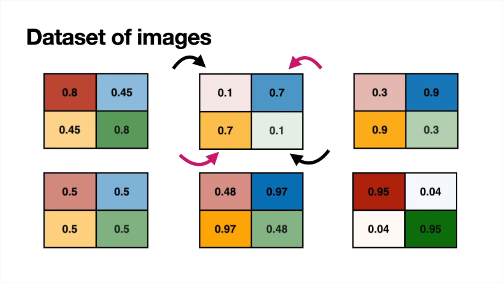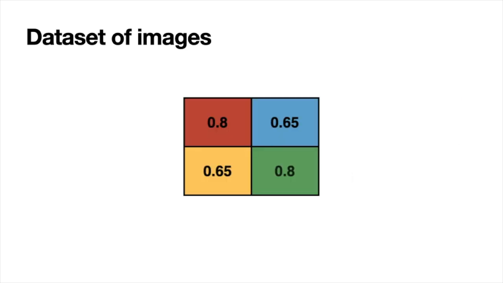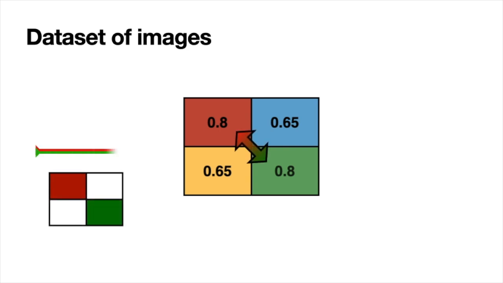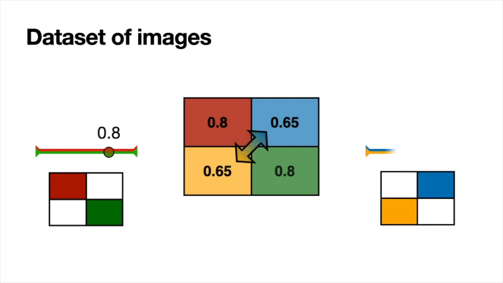That means the intensity of red is always the intensity of green, and the intensity of blue is always the intensity of yellow. So all of a sudden, the dataset is no longer 4-dimensional, as we don't need 4 numbers to describe each data point. Now we only need two numbers to describe it. The first one is the intensity of red, which is the same intensity of green. And the second one is the intensity of blue, which is the same intensity as yellow.